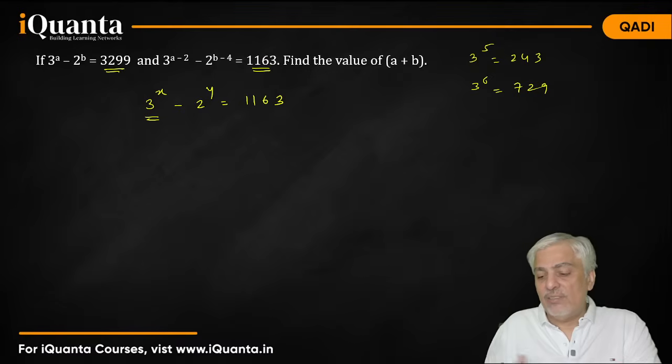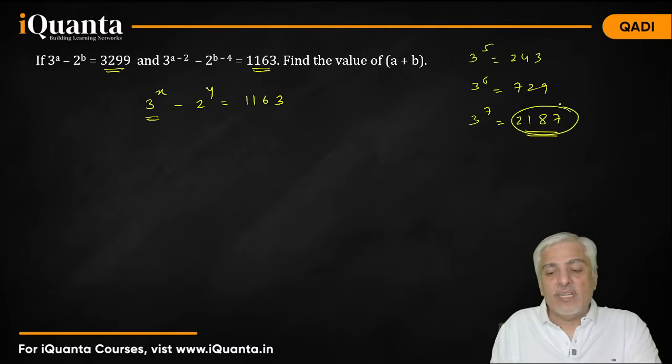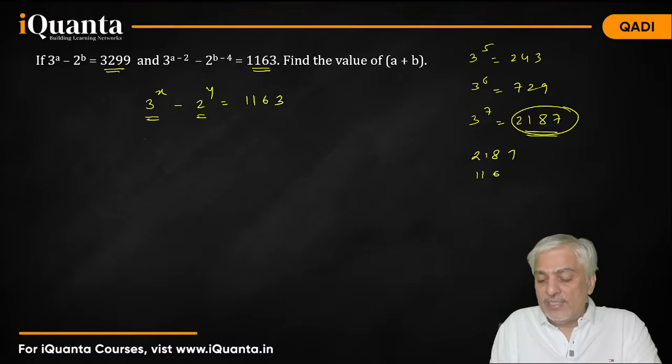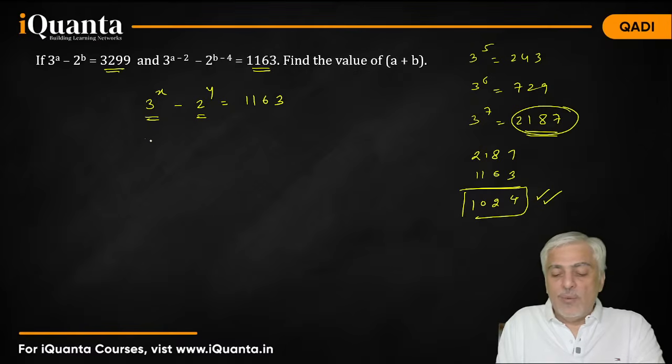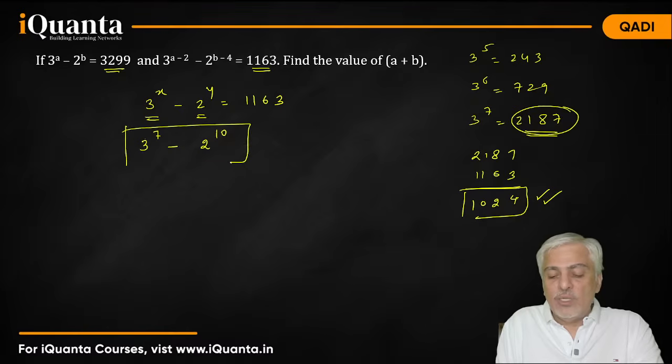What is 3 raised to 7? 2187. So in the rough work, I will just check if this is 2187, how much is 2 raised to y? Then 2187 minus 1163, 1024, and I hit the lottery. So now I definitely know this is 3 raised to 7 minus 2 raised to 10, and it is working, and that is the best way to check it.